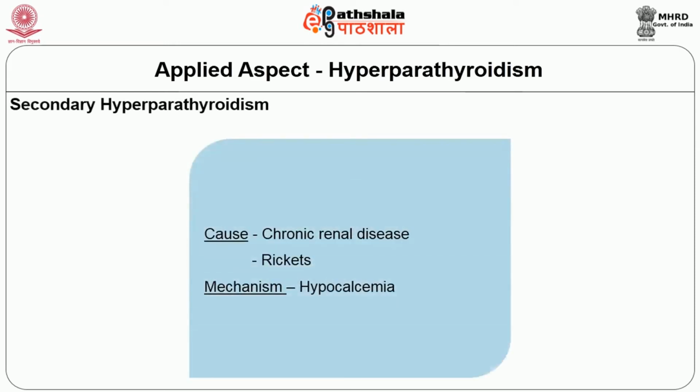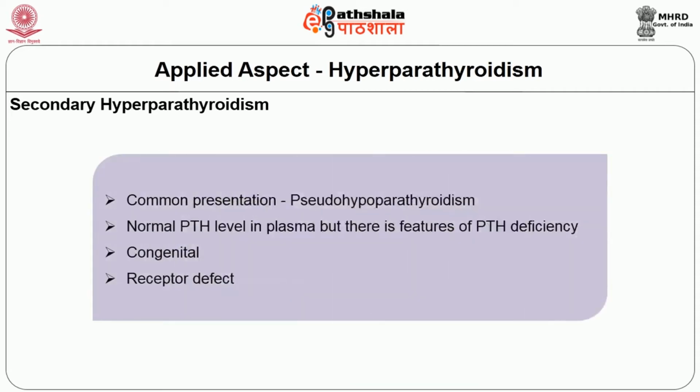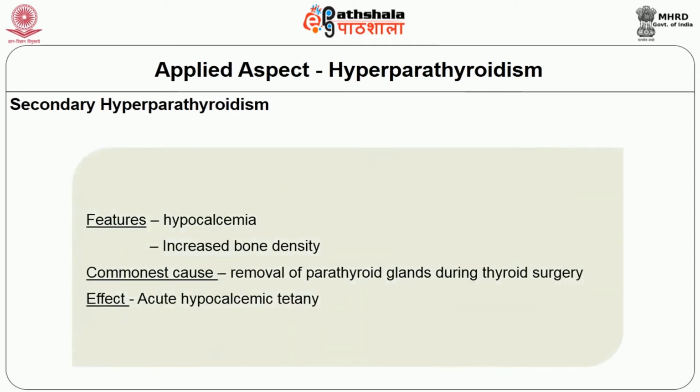The secondary type of hyperparathyroidism is due to causes like chronic renal diseases and rickets. The mechanism here is they cause hypocalcemia, which elevates the secretion of parathyroid hormone. Hyposecretion of parathyroid hormone is known as hypoparathyroidism, and a common presentation is pseudohypoparathyroidism. Here, the parathyroid hormone level will be normal in the plasma, but the patients will have the features of parathyroid hormone deficiency. This is a congenital condition caused by a receptor defect. The other type, secondary hypoparathyroidism, is due to the accidental removal of the parathyroid glands during thyroid surgery. This is the commonest presentation.